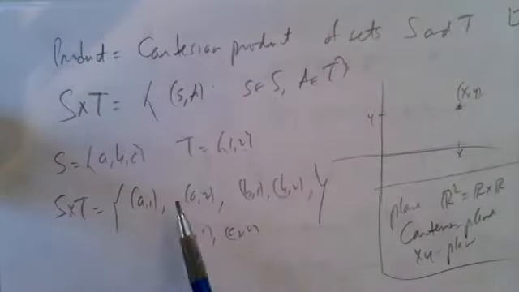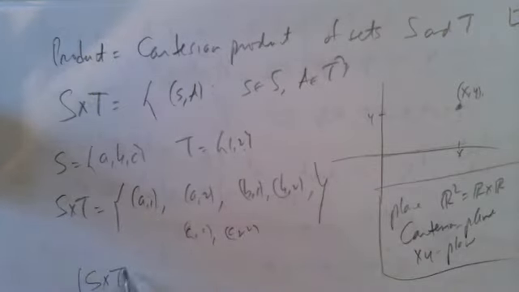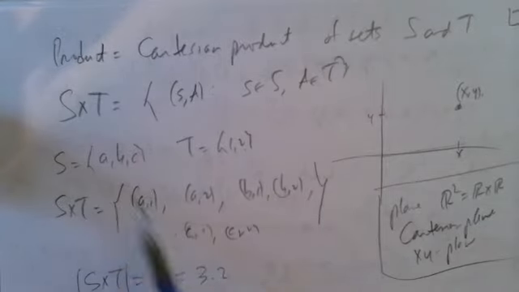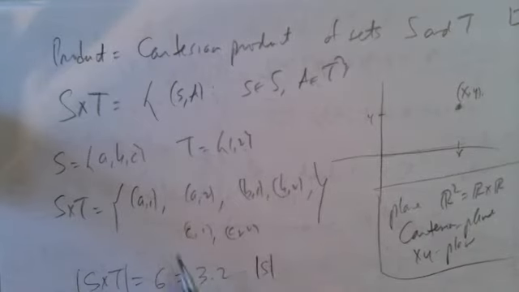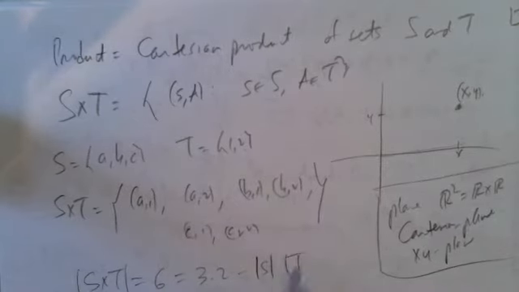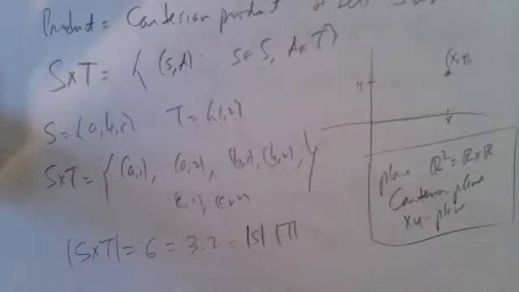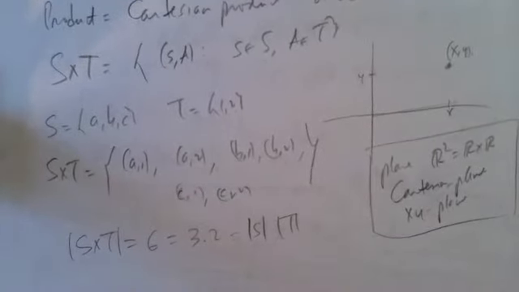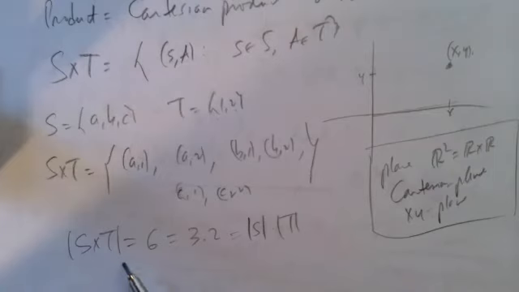And you notice in this example, there's six elements in here. Cardinality of S cross T in this example is 6, which you will notice is 3 times 2. And the set S has exactly 3 elements, and the set T has exactly 2 elements. So in this example, the size of the Cartesian product of two sets is the product of the sizes of the sets.